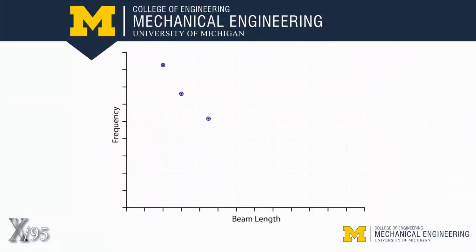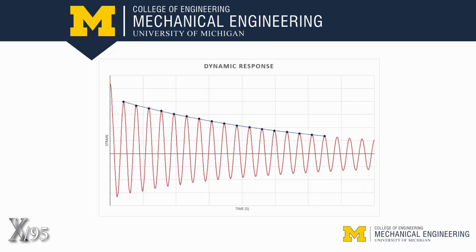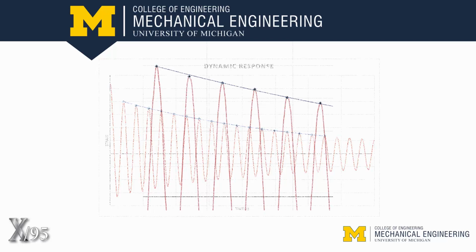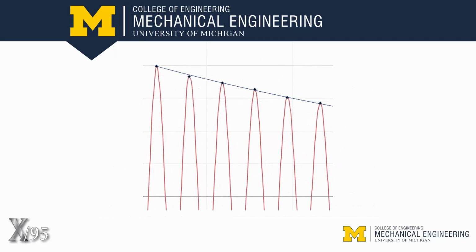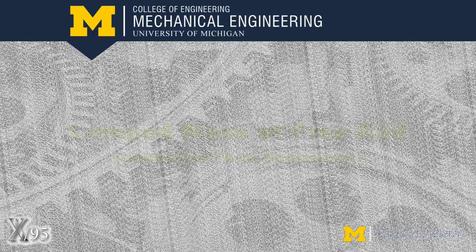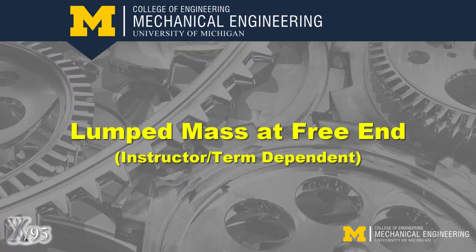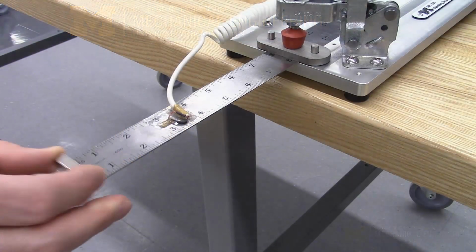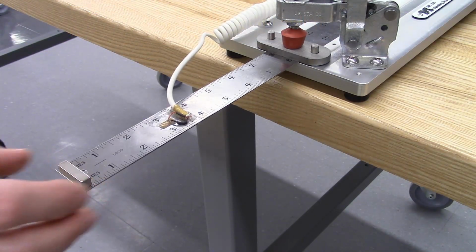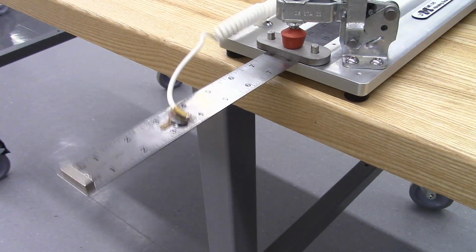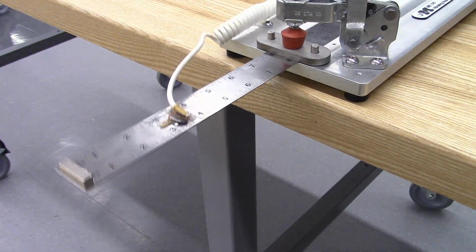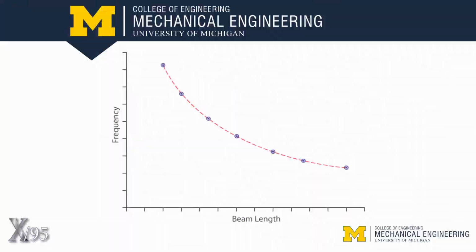Use the data to plot natural frequency as a function of beam length. The damping coefficient is determined using the dynamic response data. In a nutshell, you'll need to measure the progressive decay in amplitude between successive peaks. Your instructor may have you investigate the effect of a lump mass on frequency. Typically, one or more magnets are placed at the free end. The dynamic test is repeated to generate a modified plot of frequency versus beam length.